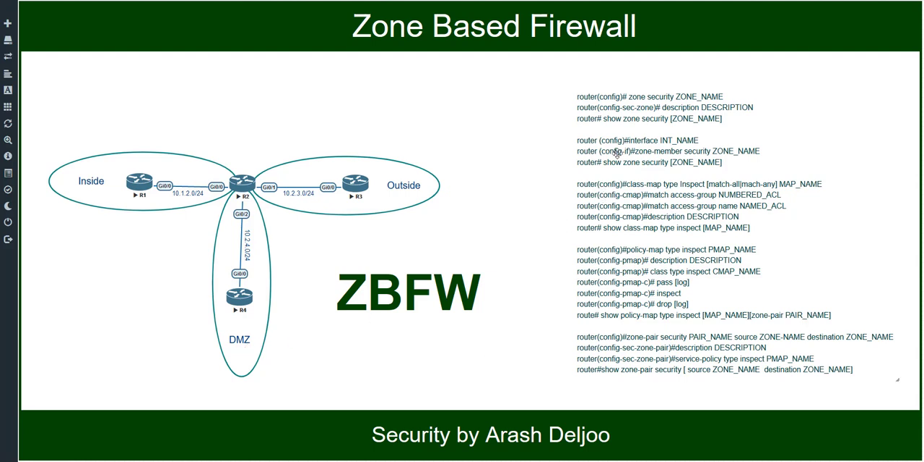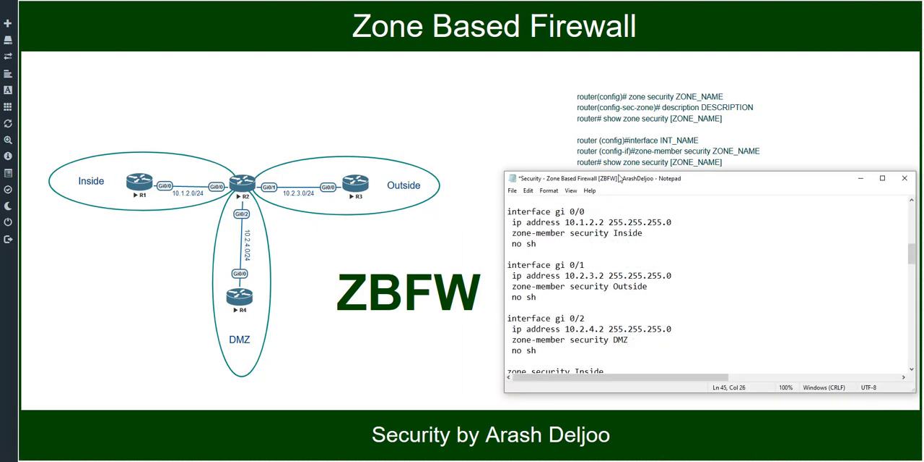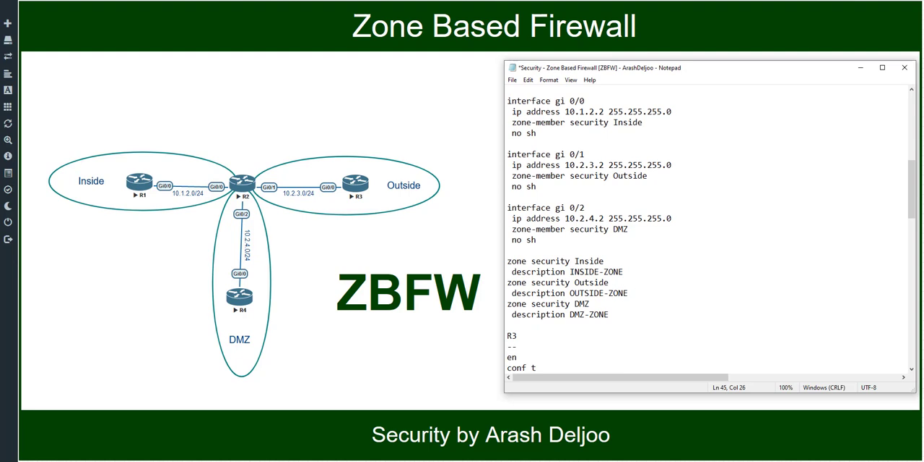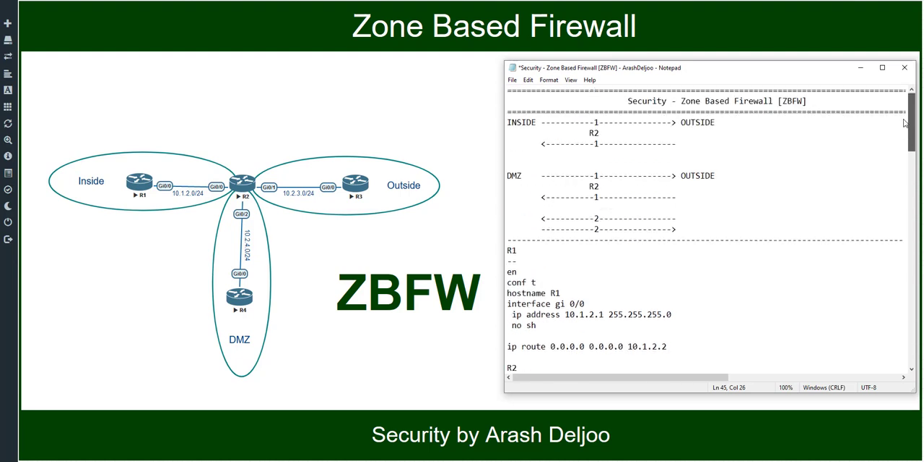and DMZ. After that, we assign the zones to the interfaces. Now we need to configure the policies. First, let me configure the policies from inside to outside. Assume that we need only establish telnet connectivity from R1 from inside to outside. Look here, I'm going to write my configuration, for example.